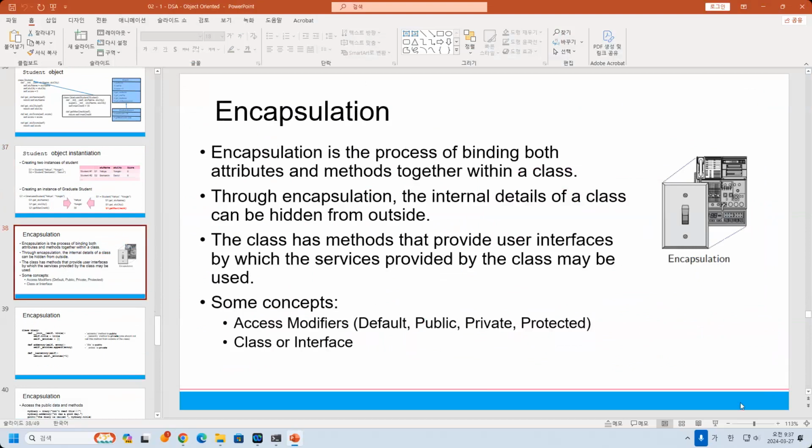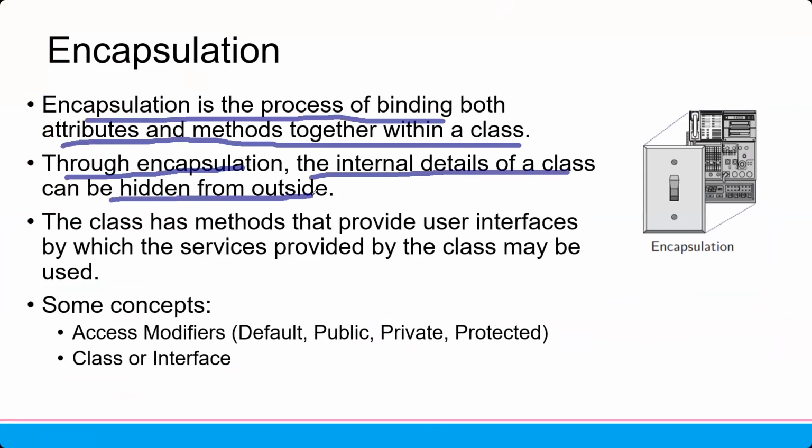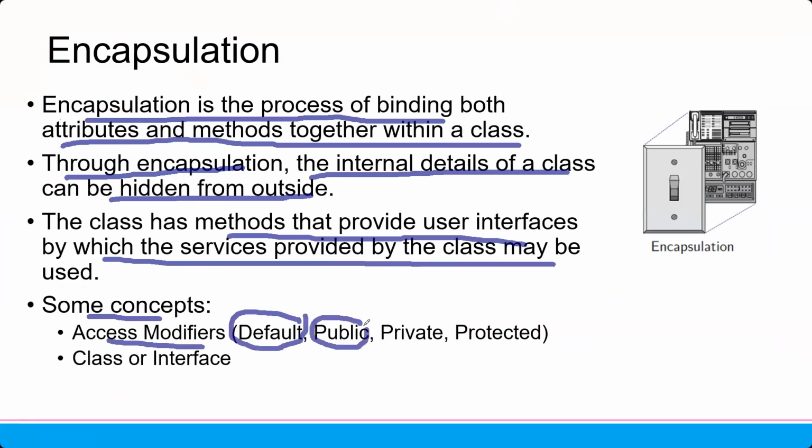Encapsulation. So what is the meaning of encapsulation? Encapsulation is the process of binding both attributes and methods together within a class. Through encapsulation, the internal details of a class can be hidden from outside. And the class has methods that provide a user interface by which the service provided by the class may be used. Some concepts in encapsulation are the access modifiers, for example, default, public, private, and protected.